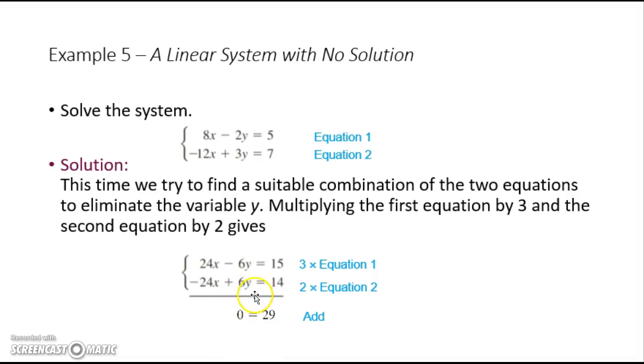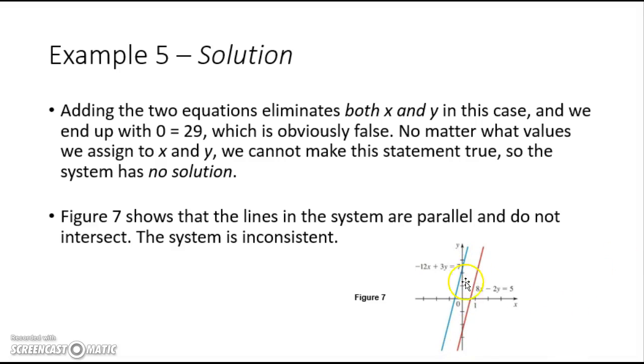This is what it looks like to have no solution. These two lines are actually parallel. They do not touch each other in the plane, or we would have gotten a value for one of those variables. So this is not a true statement. It's never true that 0 equals 29. Therefore, there is no solution to this system, and that's what that would look like.